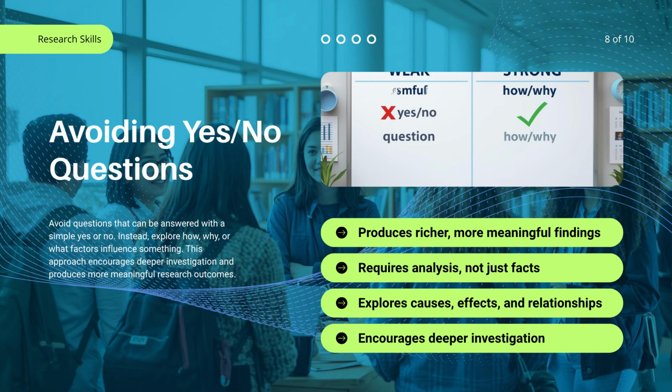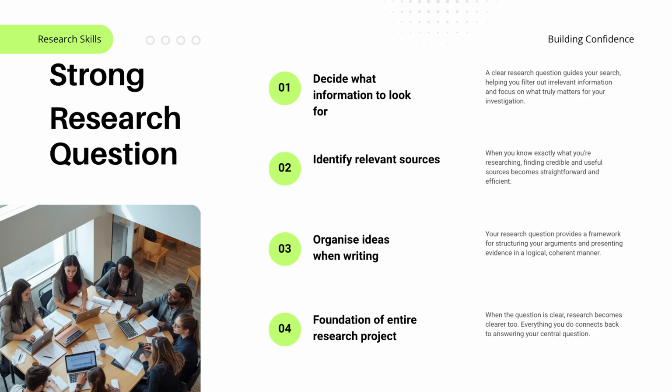Once you have a strong research question, the rest of the research process becomes much clearer. Your research question helps you decide what information to look for. It helps you identify relevant sources, and it helps you organize your ideas when writing. In many ways, the research question becomes the foundation of your entire research project. When the question is clear, the research becomes clearer too.